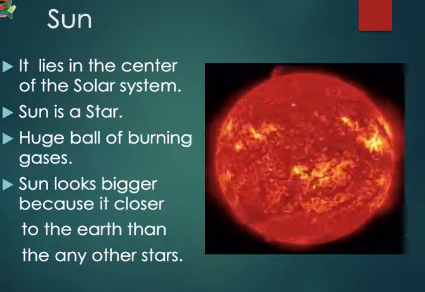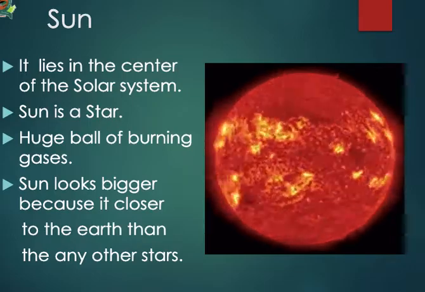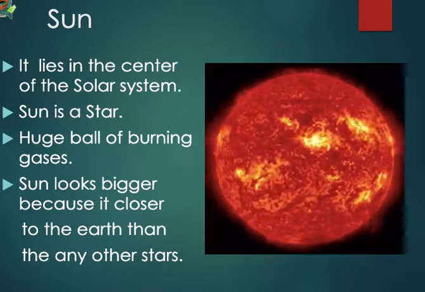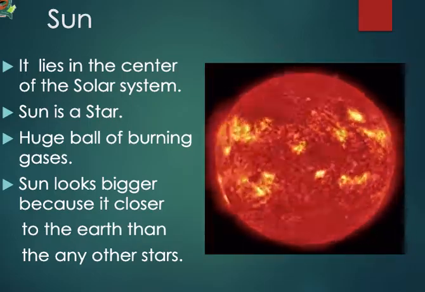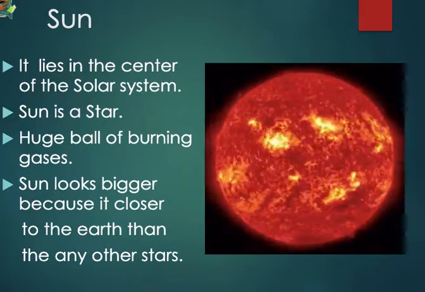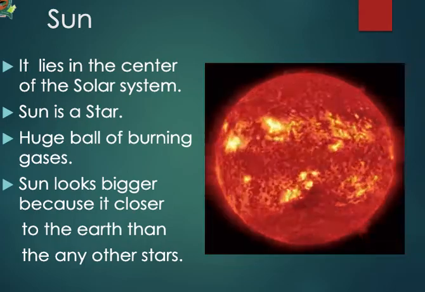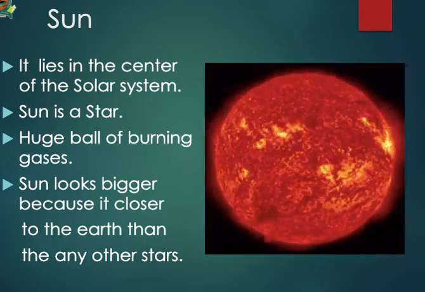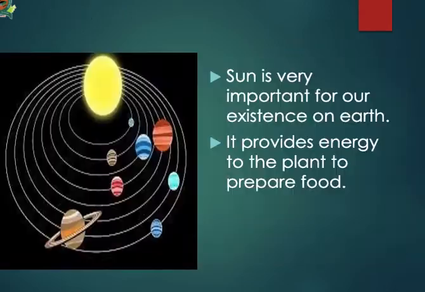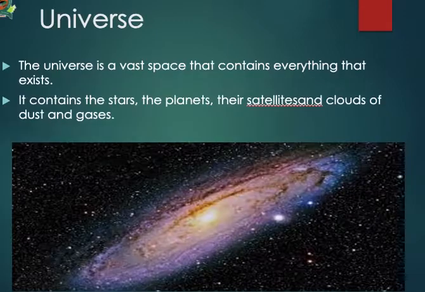The Sun. It lies in the center of the solar system. The Sun is a star. It is a huge ball of burning gases. It consists of hydrogen and helium, you might know. And the Sun looks bigger because it's closer to the Earth than any other star. The Sun is very important for our existence. It provides energy to the plants to prepare food for us.